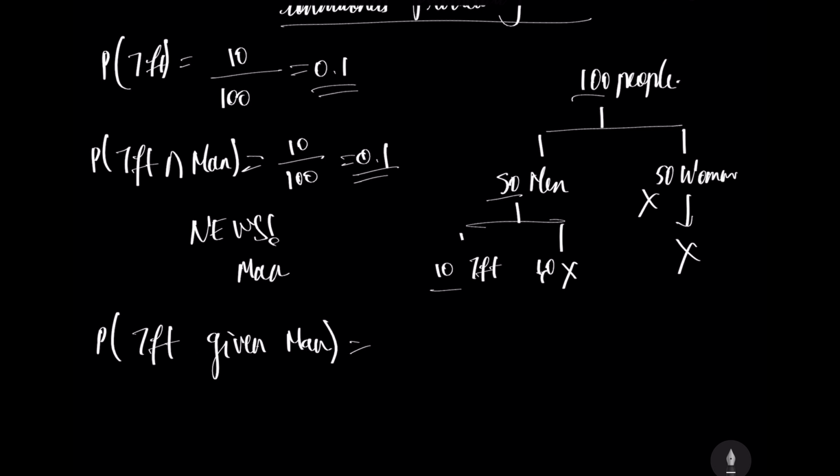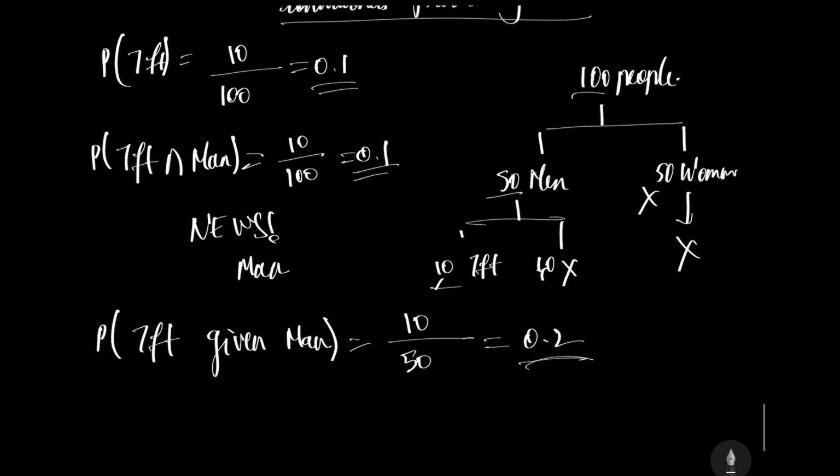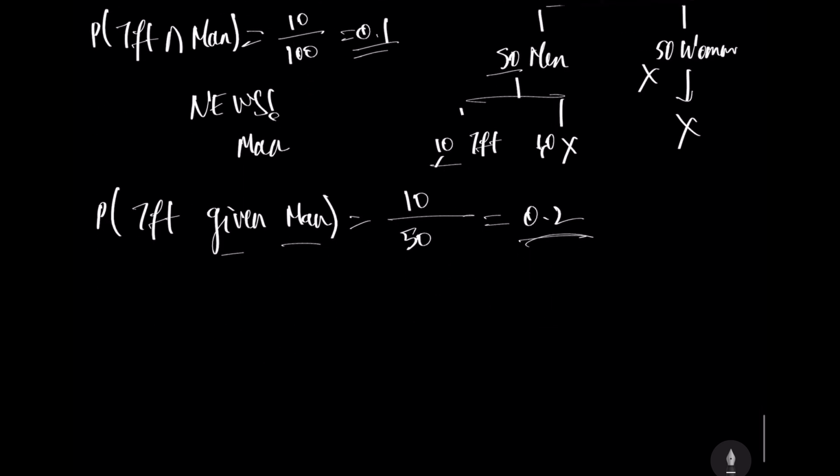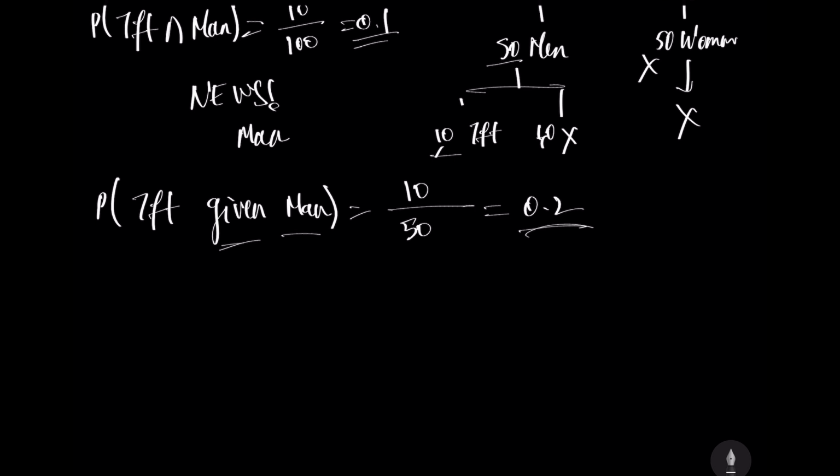So the probability that the person is 7 feet tall, given that it is a man, that will be 10 by the reduced sample space, which will be 10 by 50. If we calculate this, you'll get 0.2. This is the recalculated probability given new information. This is conditional probability. Conditional probability is recalculated probability given new information. The word given, mathematically, we denote it with the pipe operator. So that would be P of 7 feet tall, given that this person is a man.